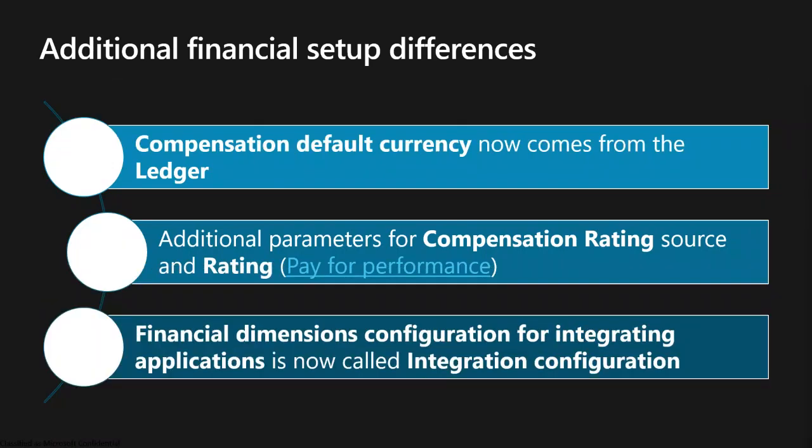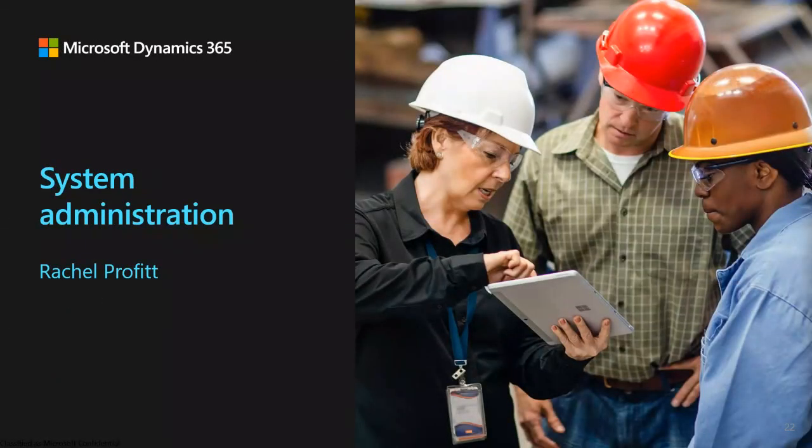And then the last one that I wanted to point out is just a renaming of the menu item. In standalone infrastructure, it was called Financial Dimensions Configuration for Integrating Applications. That's a mouthful. The new name of that same menu item where you do that setup is just called Integration Configuration. All right, so that wraps us up on the financial differences in setup features between the two infrastructures.